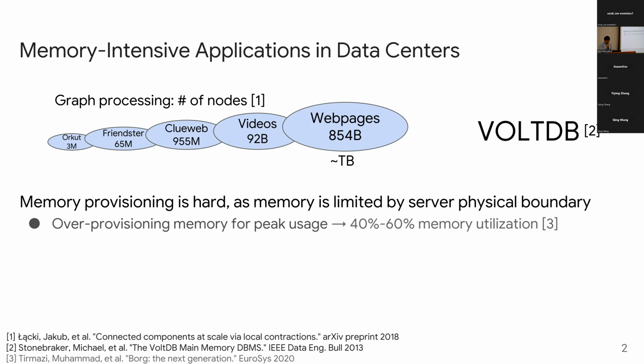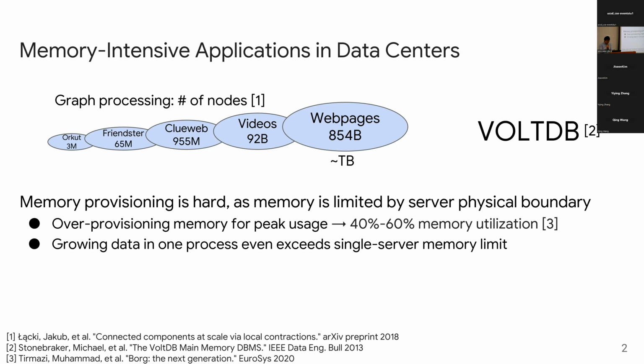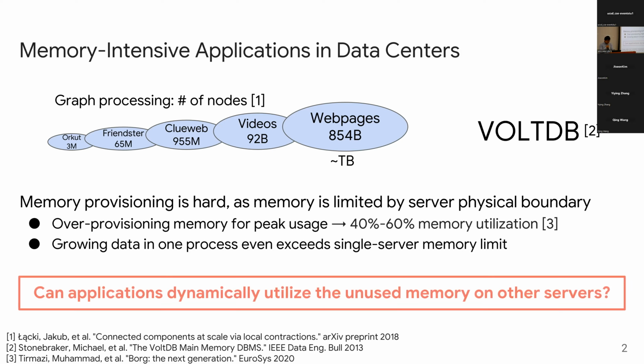For example, data center operators normally over-provision or reserve memory for peak usage to avoid out-of-memory errors. This partially causes only 40 to 60% of memory utilizations in data centers. Growing application data in one OS process may even exceed single machine memory limits. So with this problem, people ask, can we just let the application dynamically utilize the unused memory on other servers?